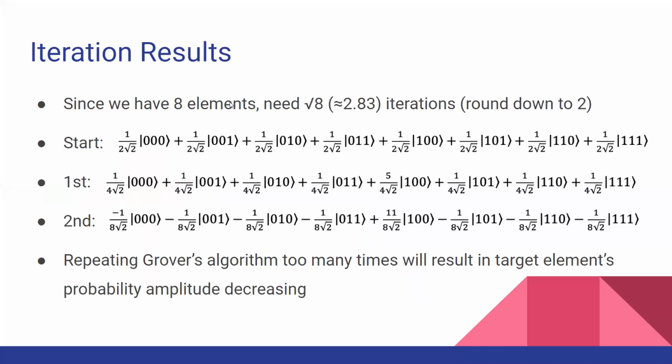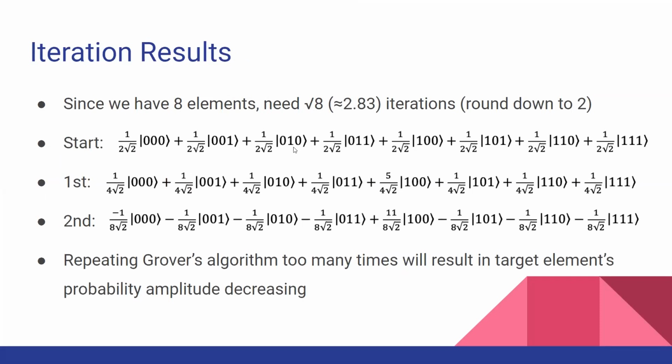So since we have 8 elements, we're going to need root 2 iterations, which rounds down to 2. It's 2.83, but this is an algorithm you don't want to apply too many times, because if you apply it too many times, it'll actually have the opposite effect, and it'll kind of undo the work you just did. So you really should stick to root n times. In this case, since we have 8 elements, it's root 8.